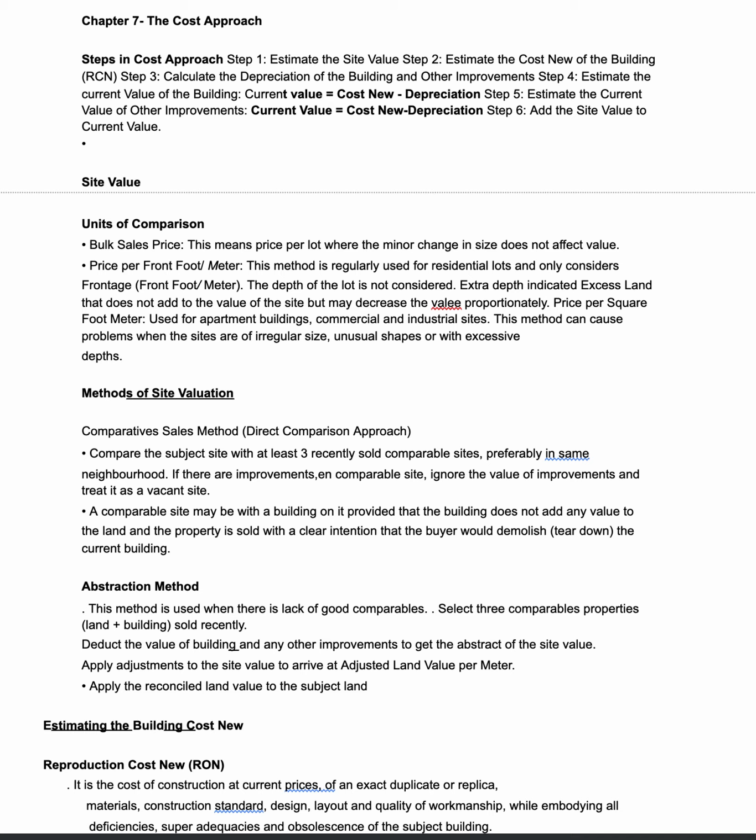So, for example, there are three sites. The front meters for them are 10.4, 10.9, and 10.3. The sale prices are $175,000, $181,000, and $192,000 respectively. So we can calculate the sale price per front meter, and we can do a time adjustment. For the time adjustment, sale price divided by the front meter.